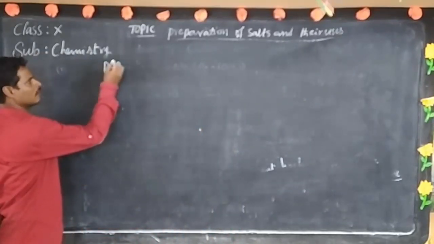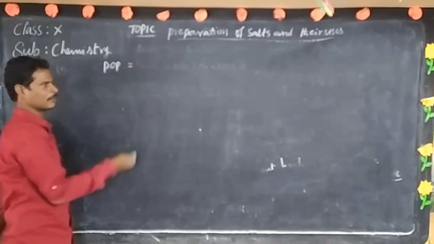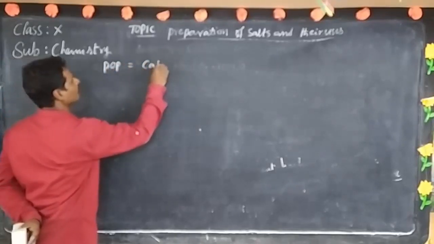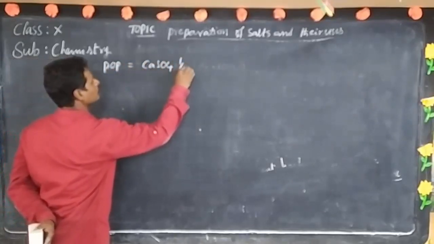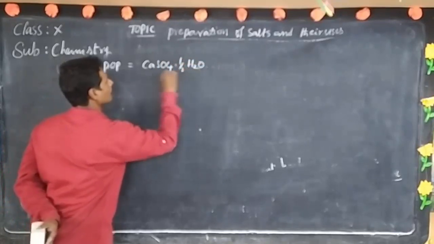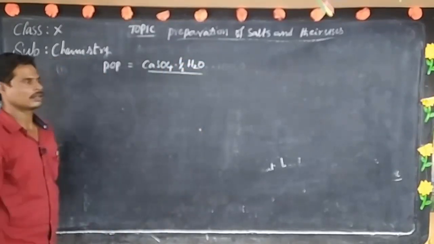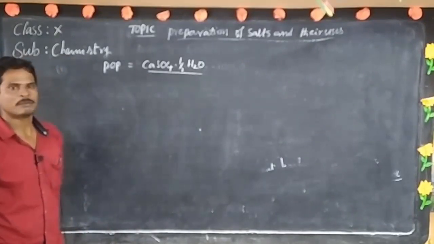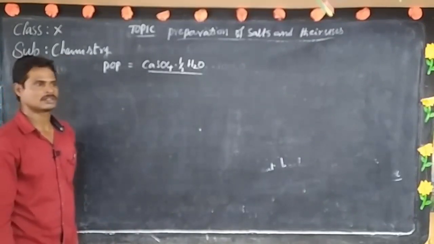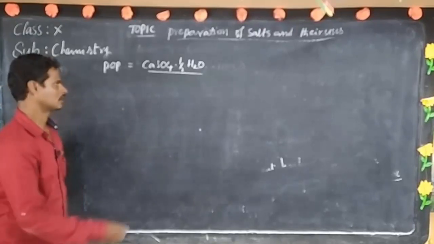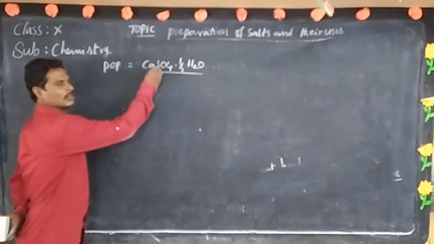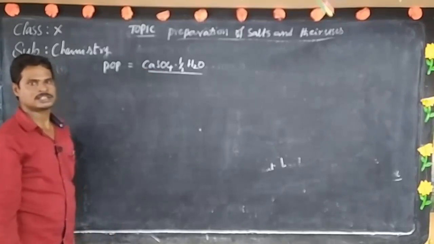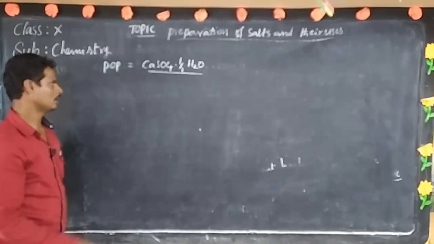POP means plaster of Paris. What is the formula of plaster of Paris? CaSO4.½H2O. How can you prepare the POP? By heating gypsum at 373 kelvin to form plaster of Paris by the loss of water molecules.